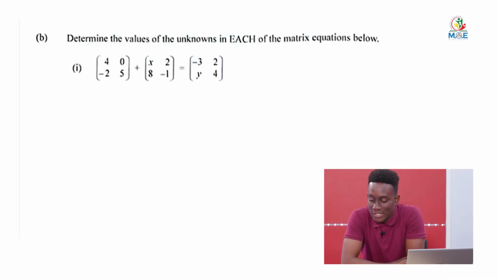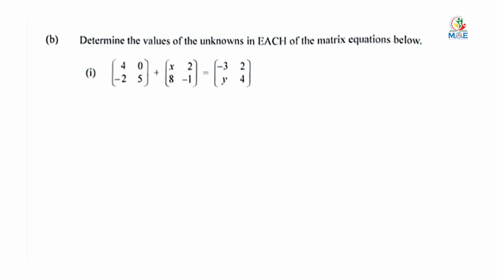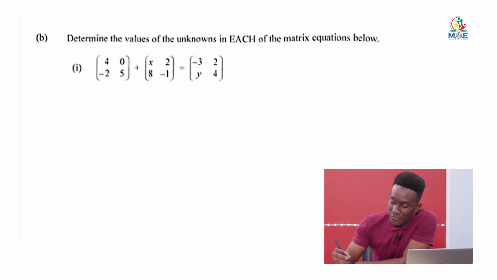In this video, we'll be tackling some matrices questions, so let's head straight into the first one. This question says, determine the values of the unknown in each of the matrix equations below. So we want the values of all of the unknowns, and we have the matrix 4, 0, negative 2, 5 plus x 2, 8, negative 1 is equal to negative 3, 2, y 4. So we want to determine the values of the unknown.